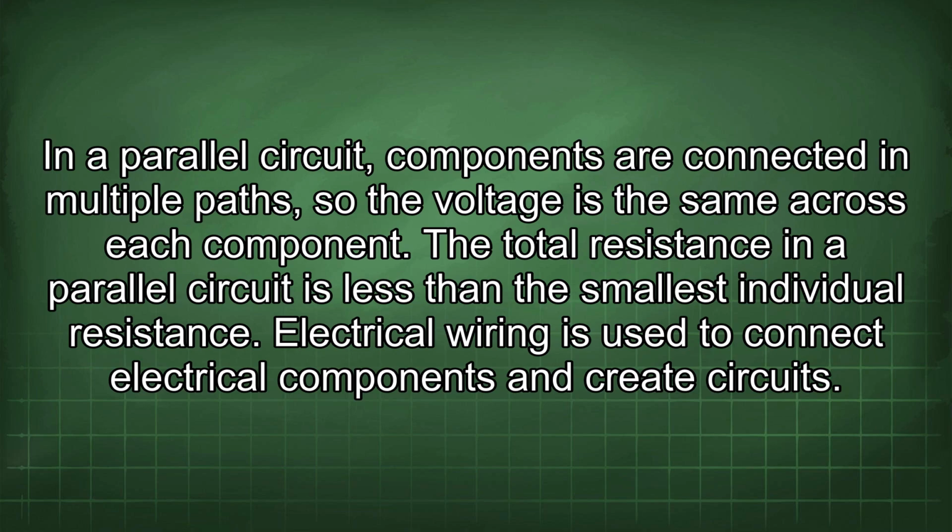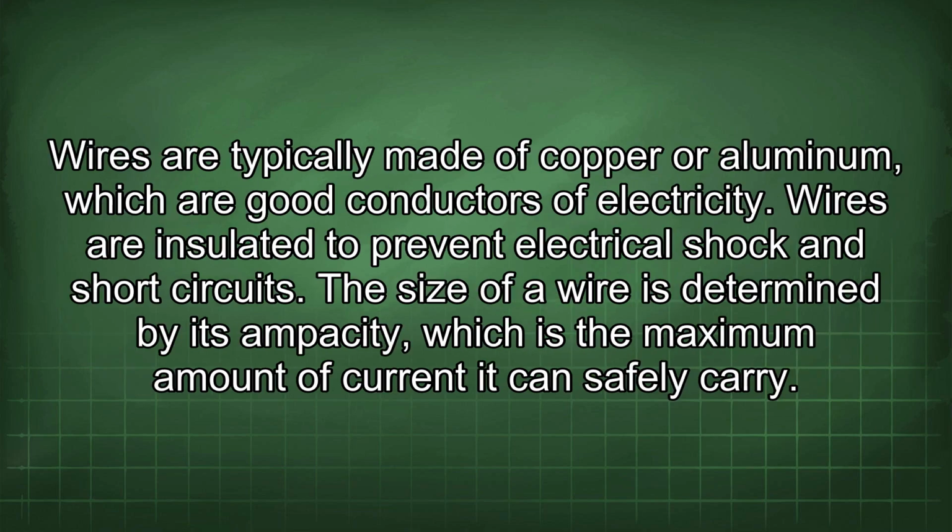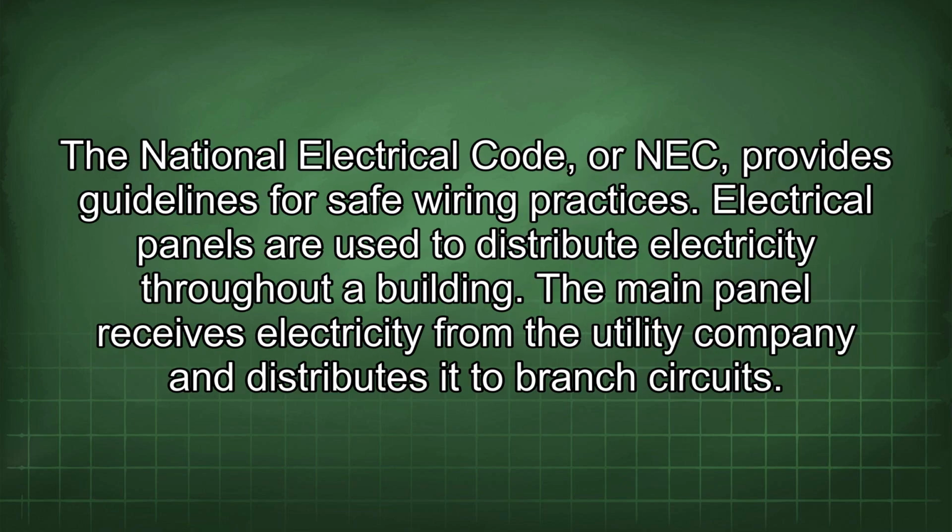Electrical wiring is used to connect electrical components and create circuits. Wires are typically made of copper or aluminum, which are good conductors of electricity. Wires are insulated to prevent electrical shock and short circuits. The size of a wire is determined by its ampacity, which is the maximum amount of current it can safely carry. The National Electrical Code, or NEC, provides guidelines for safe wiring practices.